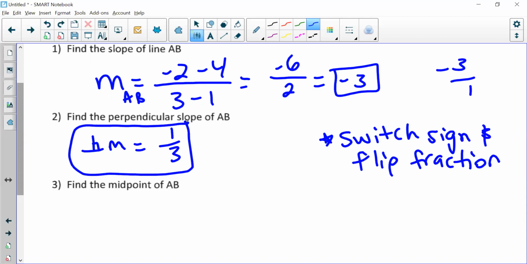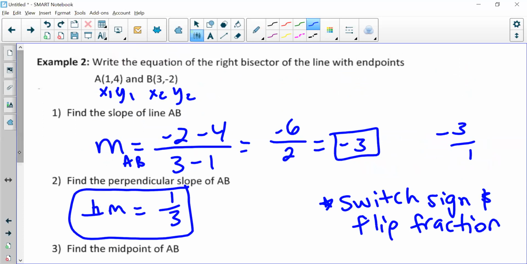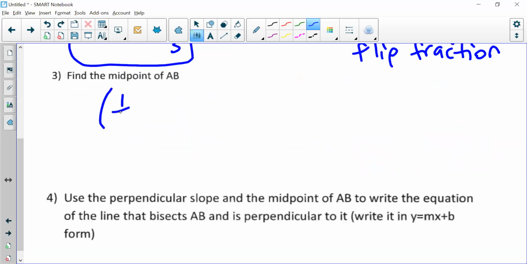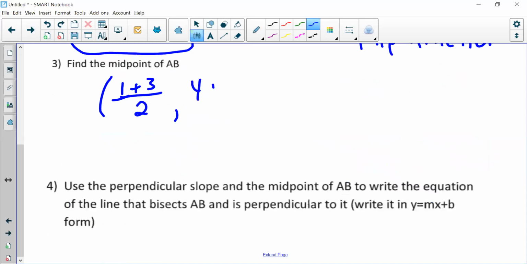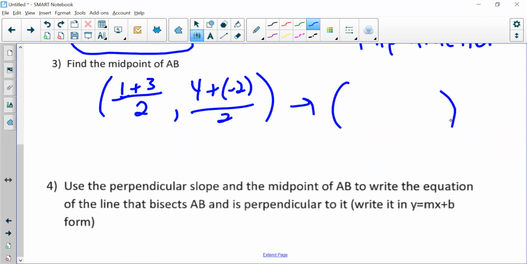Okay, we just worked with the right portion. It's right, it's perpendicular. Bisect. What are we going to find now that we want it to bisect? Midpoint. So add the x's: 1 + 3 divided by 2, and 4 + -2 divided by 2. What's my midpoint? (2, 1).